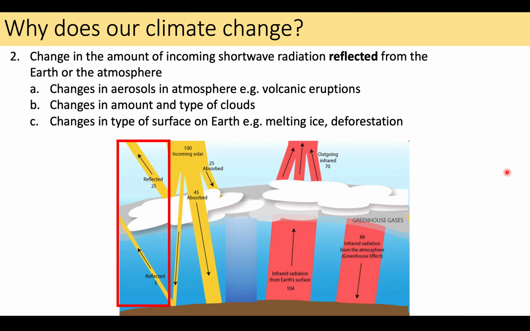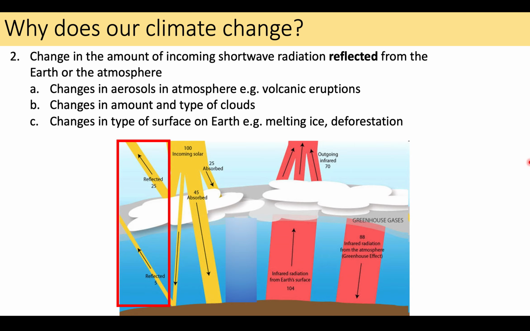So this can be caused by changes of the atmospheric composition, so increased or decreased aerosols in our atmosphere. Usually this is caused by volcanic eruptions. Large volcanic eruptions can add a really large amount of aerosols into our atmosphere. That's going to change the amount of sunlight that's reflected, as well as changing the clouds. So changing either the type of clouds or the amount of clouds that we have is also going to change the amount of energy that is reflected by those clouds.